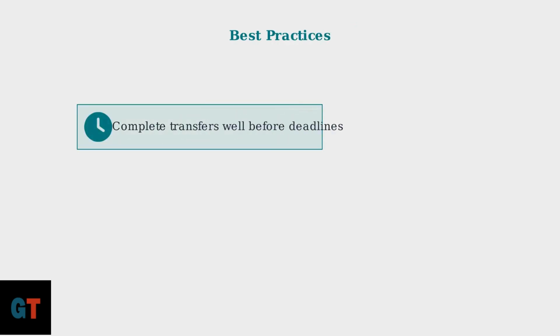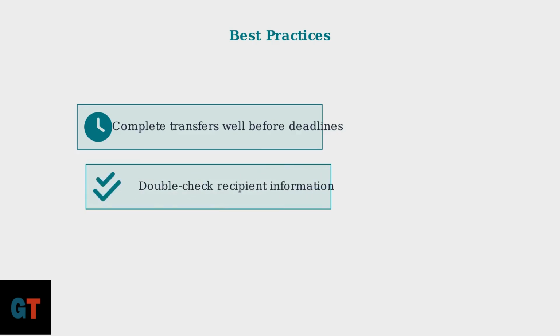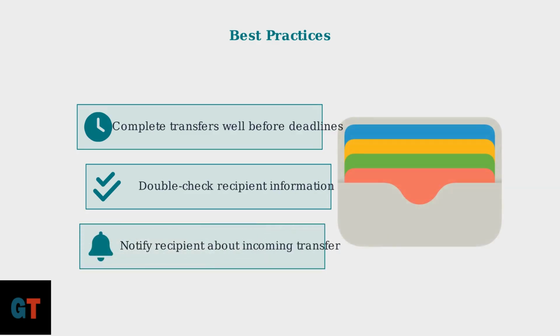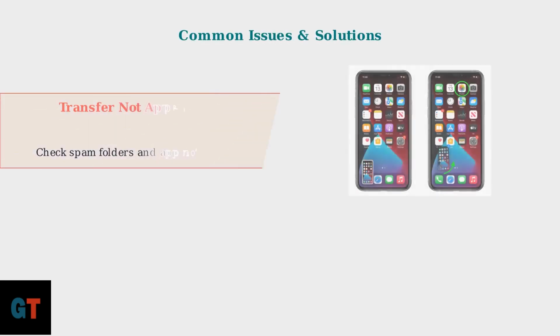To ensure successful ticket transfers, follow these essential best practices that will save you time and prevent common issues. Always verify the recipient's email address or phone number before initiating the transfer. A simple typo can send your tickets to the wrong person. Communication is key. Let the recipient know you're sending tickets so they can watch for the transfer notification and accept it promptly.